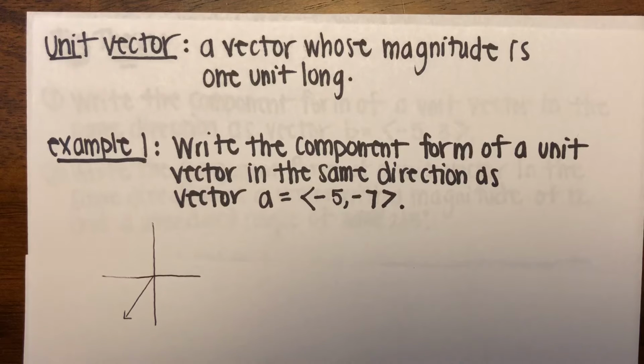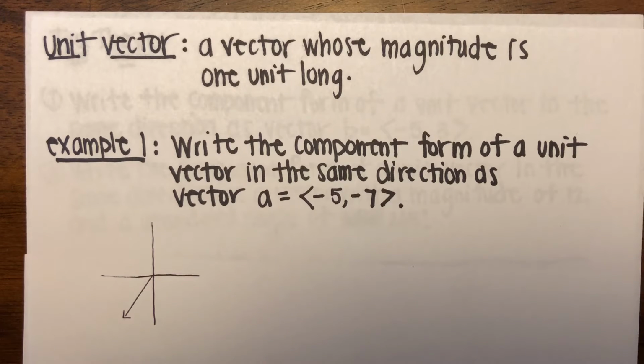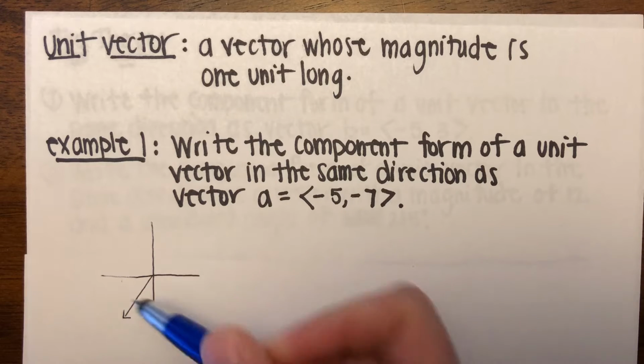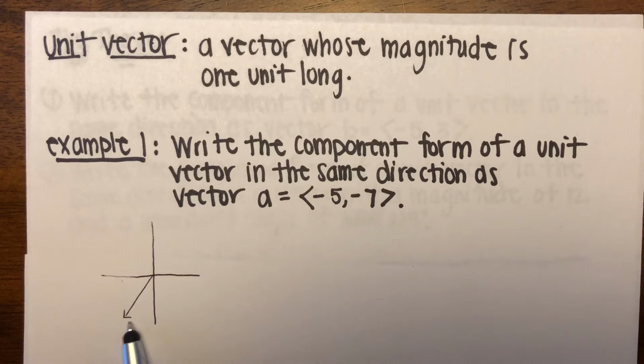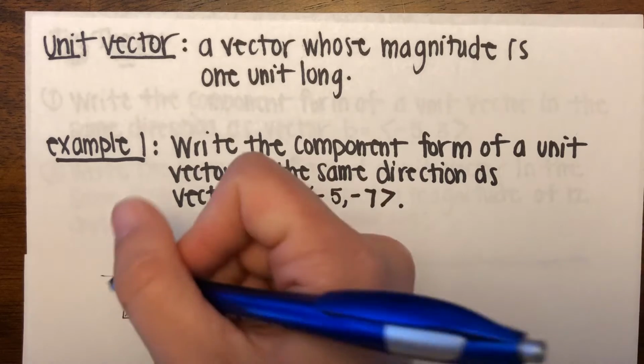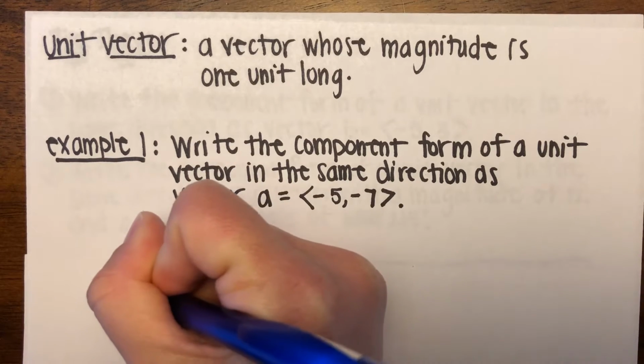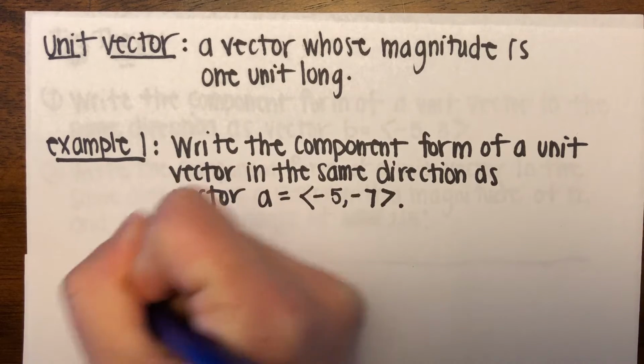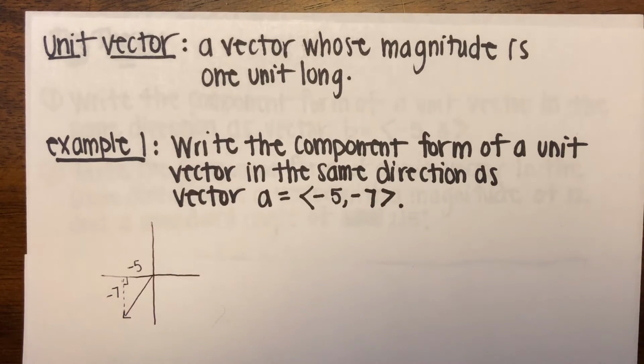And then I always like to turn my vectors into a right triangle by drawing a height to the x-axis. I would really discourage you guys from drawing to the y because things could get confusing with what you know from unit circle trig or SOHCAHTOA. So always draw your height to the x-axis. And I'm going to label these side lengths -5 and -7.